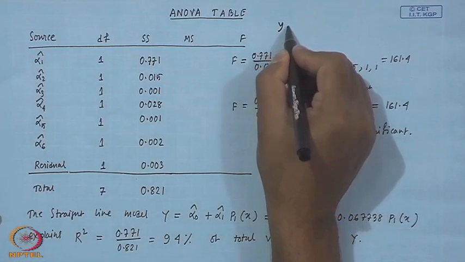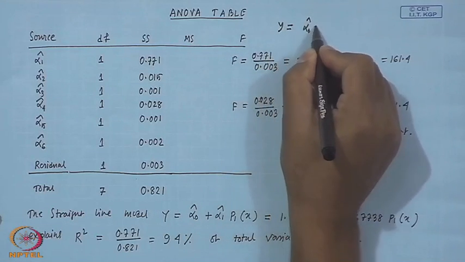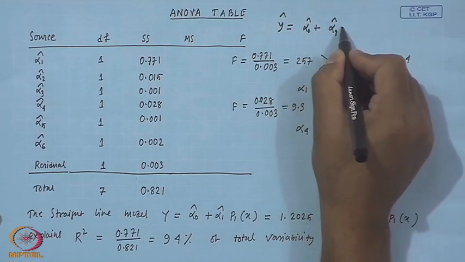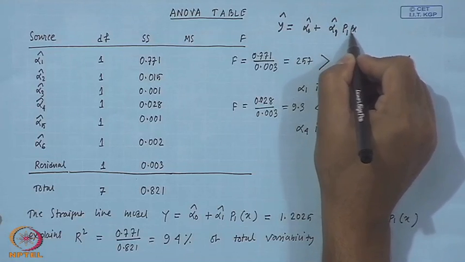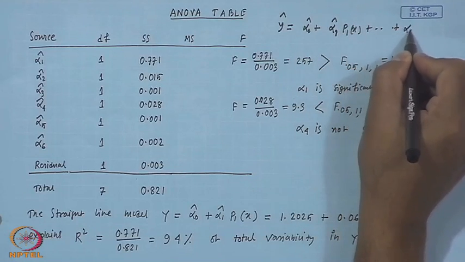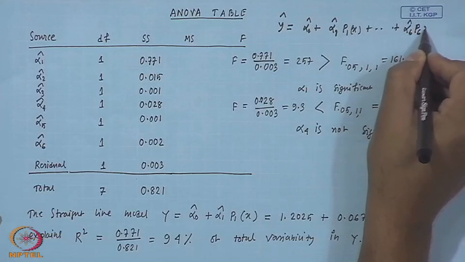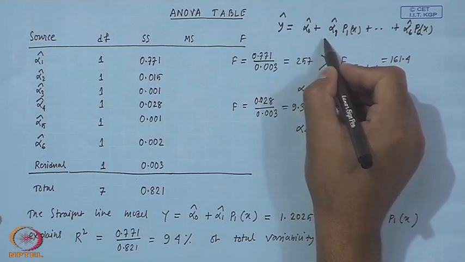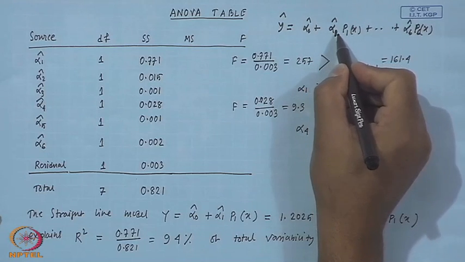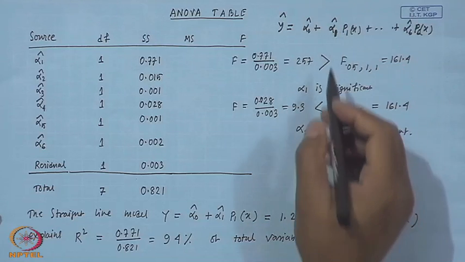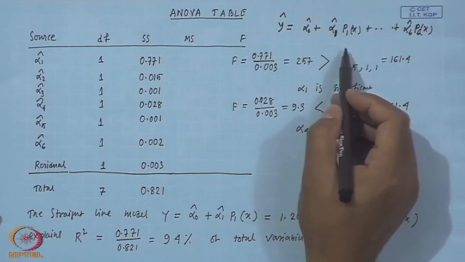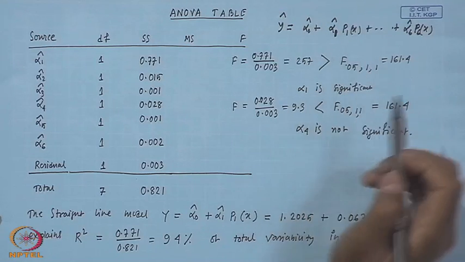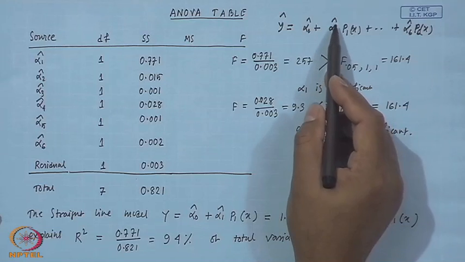The fitted model is y equal to alpha naught hat plus alpha 1 hat p 1 x and so on, up to alpha 6 hat p 6 x. Now, I am trying to test the significance of alpha 1 hat. If it is significant, then it should be present in the model. If it is not significant, then this term should not be there in the model. So, how do I test the significance of alpha 1 hat?